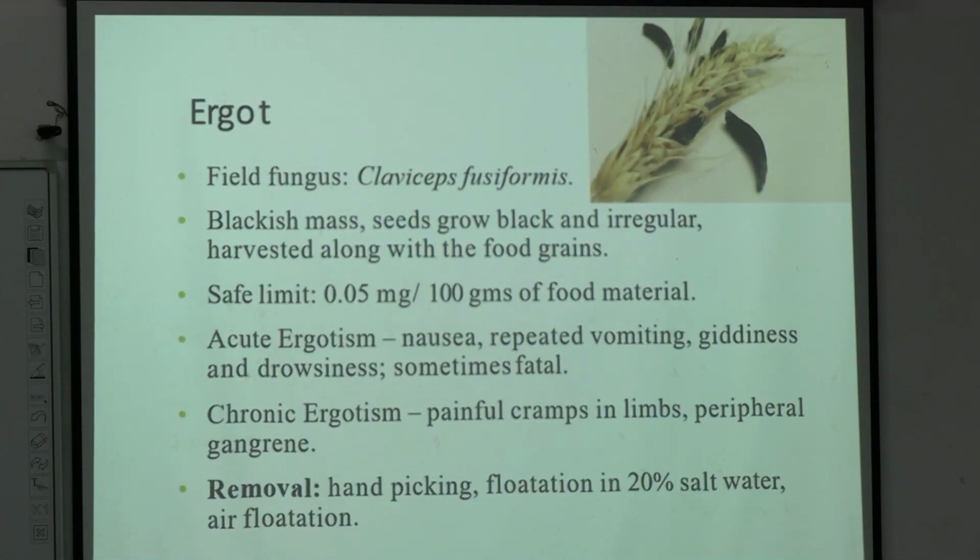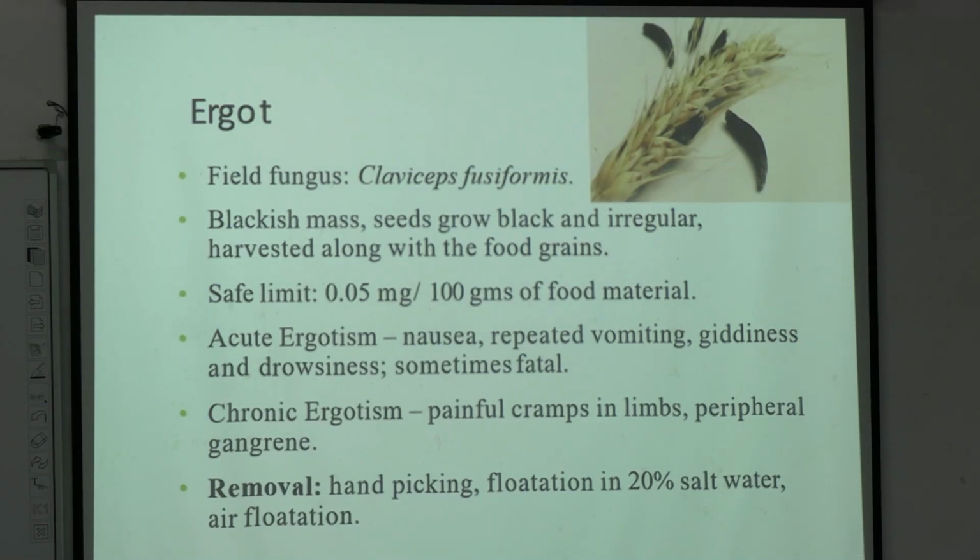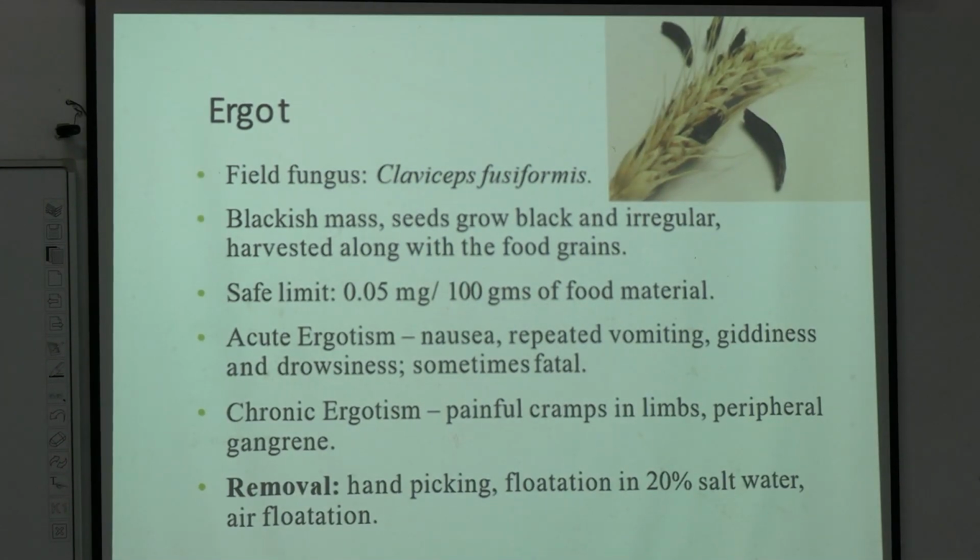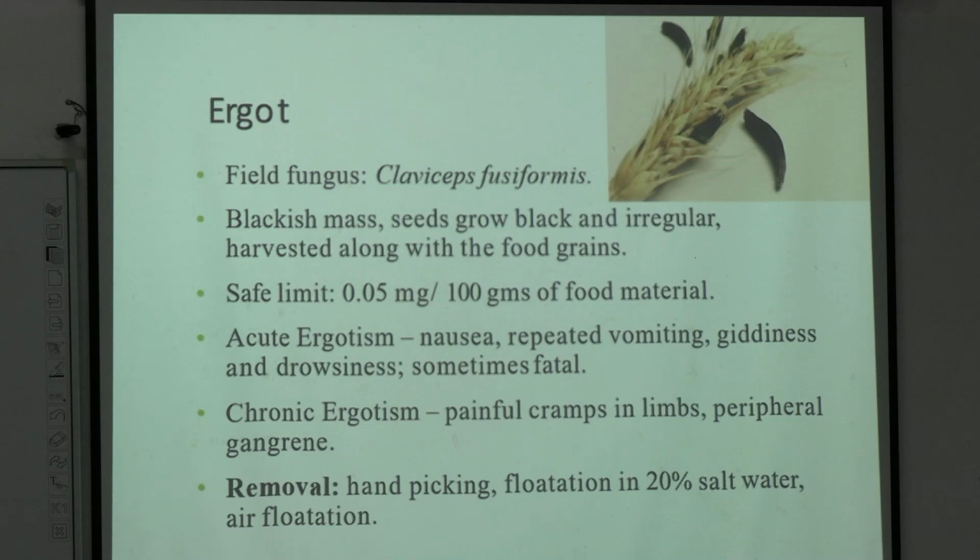Okay. Then ergot. Ergot is caused by Claviceps fusiformis, seen as a blackish mass, and here again the safe limit is 0.05 milligrams. Acute ergotism causes nausea, vomiting, giddiness and drowsiness. Chronic ergotism causes cramps in the legs and peripheral gangrene. Removal is by hand picking, flotation in 20% salt water, and air flotation. So these are the problems with ergot.